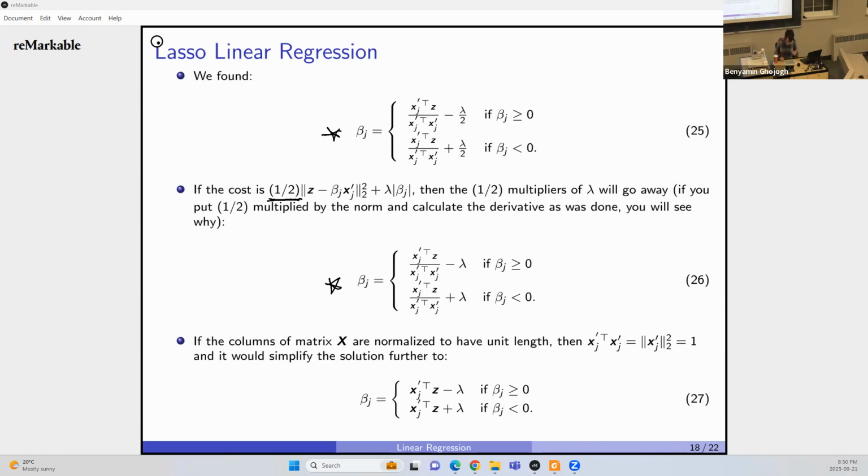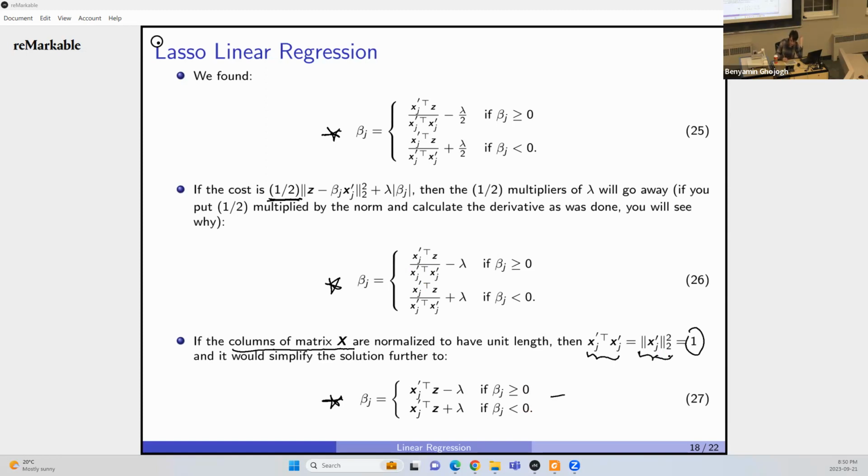Also, sometimes you might see equation 27. What do they do for that? If the columns of the matrix X are normalized to have unit length, so they sometimes normalize the columns of matrix X, then do you agree that xj prime transpose xj prime becomes 1? Because that's exactly the squared L2 norm of xj prime, the squared length of xj, the jth column of X, right? It's 1. So these denominators go away, and they simplify to this equation 27. Okay.